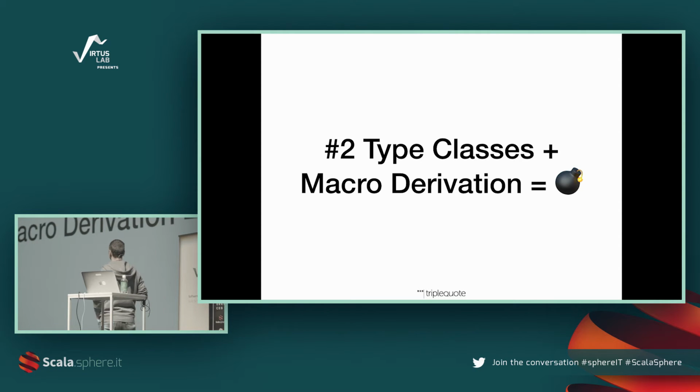The other thing that I noticed, it happens quite often, is that type classes and macro derivation are a killer combination. It's a killer combination because it saves you a lot of typing. I think that 80% of the cases where you use type classes and macro derivation is for serializers. You want a JSON serializer for your case classes. So it saves you a lot of typing and boilerplate, but at the same time, this adds to your compilation time.